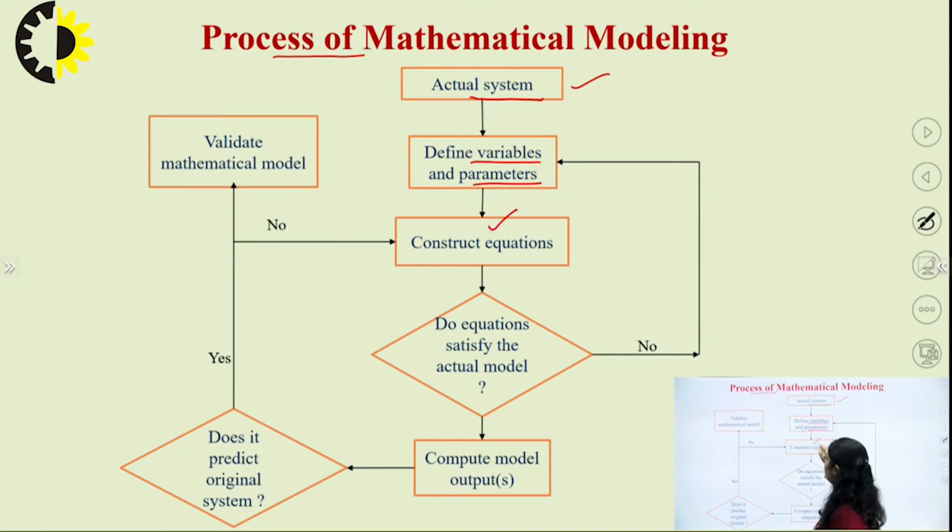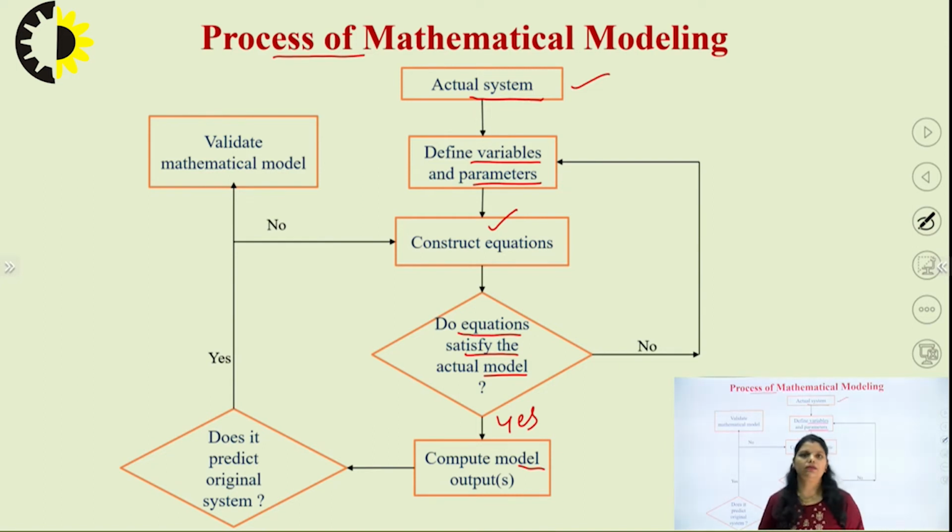After defining the variables and parameters, we will construct the equations to establish the relationship. After constructing the equations, we will check these equations: do the equations satisfy the actual model? We will check whether they are satisfying the actual system or not. If they are satisfying the actual system, then we will go for the computation, which means we will solve our equations for the output.